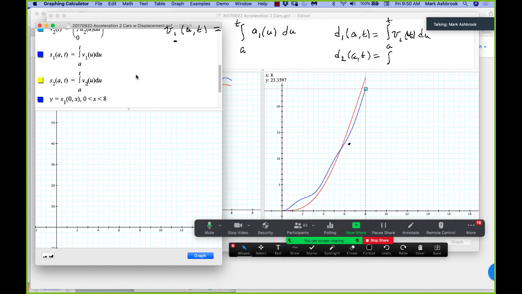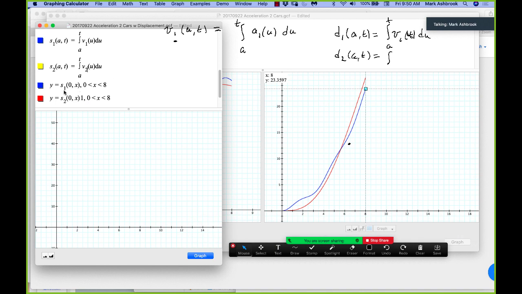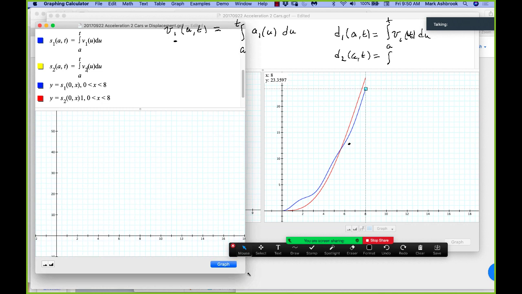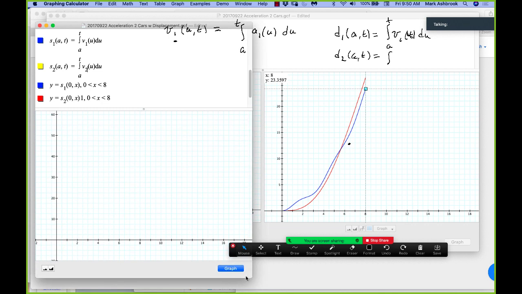Okay, so now I want to graph those displacement functions. On the vertical axis, I'm going to put the displacement starting at time 0, and then on the x-axis, I'm going to put the time elapsed. Okay, and I want you to see what happens here. So I'm going to hit graph, and I want you to watch what happens, right? Here we go, watch.